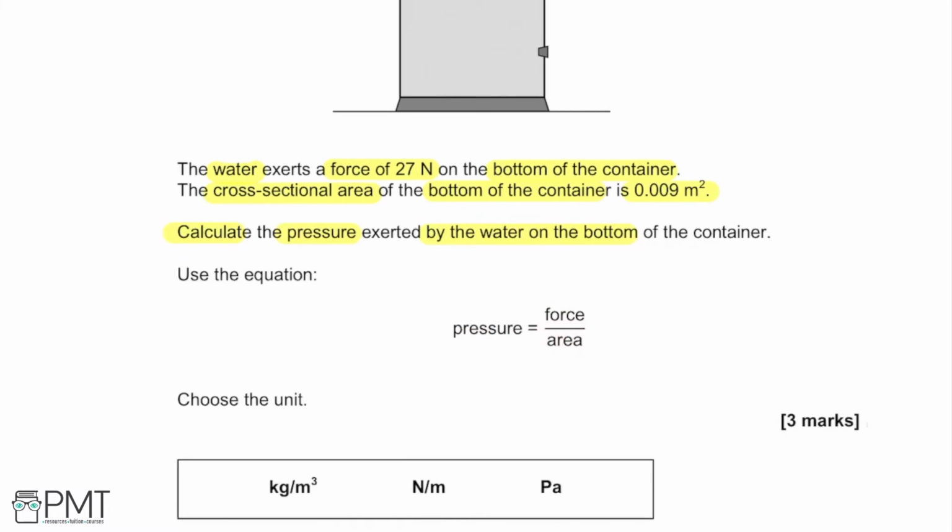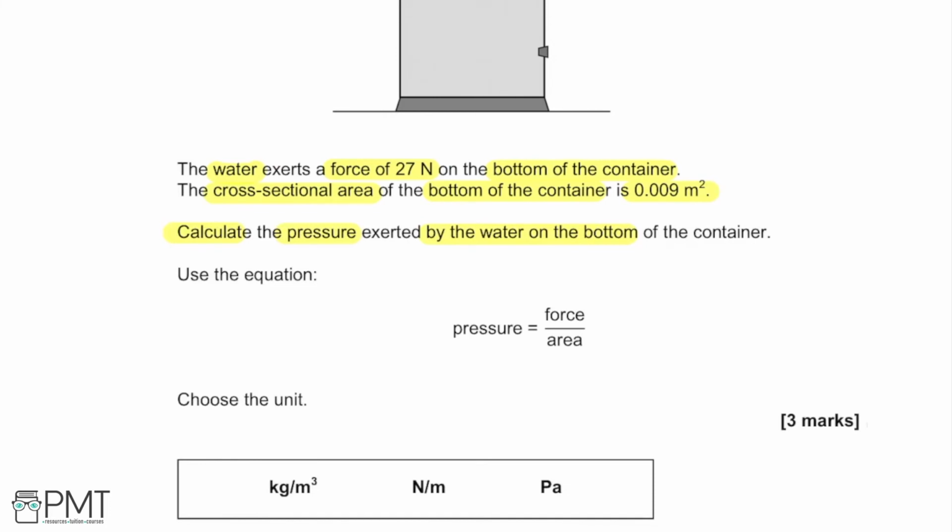Then we've also got to make sure we choose the unit out of those in the box and put that at the end of the question to get the last mark. So this question's 3 marks. There's going to be 2 marks for the main calculation: 1 mark for substituting in the values, 1 mark for getting the correct final answer, and then the final mark's going to be for getting the correct unit.